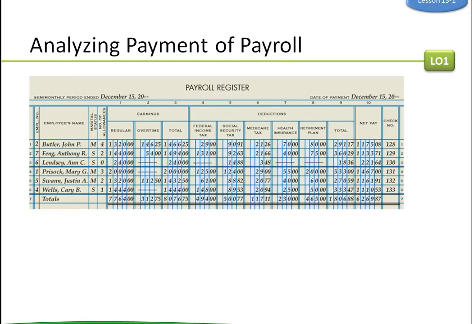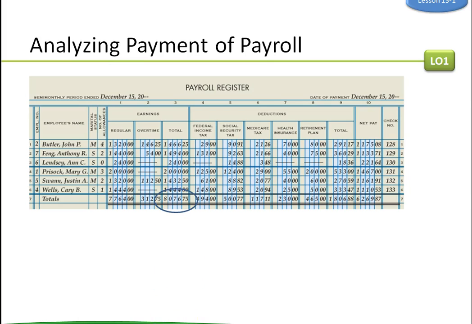All right, so analyzing payment of payroll. Here we have all of our employees, their marital status, their number of allowances for withholding, for deductions. I'm just going to call out a few things here. The column totals, every single column. The column totals of a payroll register provide the debit and credit amounts needed to journalize a payroll.